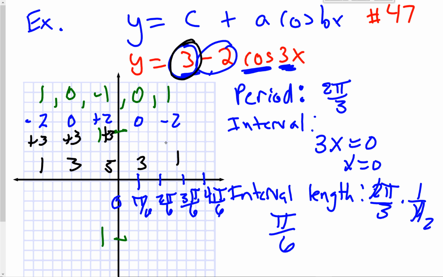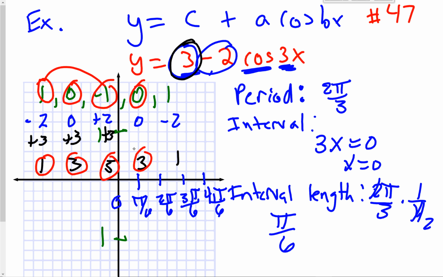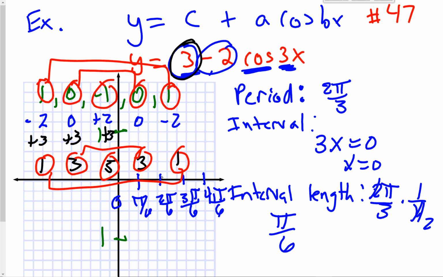You notice that it still repeats the same pattern. 1, 3, 5, 3, 1. It's the opposite of this. So you notice these two ends are the same. These two numbers are the same. This is a 1. This is a 1. You notice that these two numbers are the same. So are these two numbers. Okay, so it kind of still has that same pattern. The only one that changes is kind of that middle one.